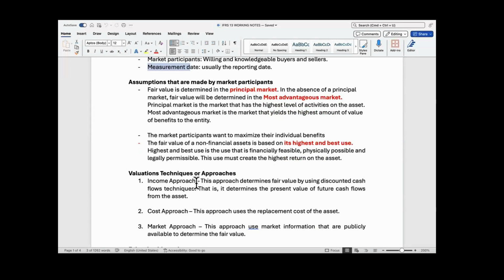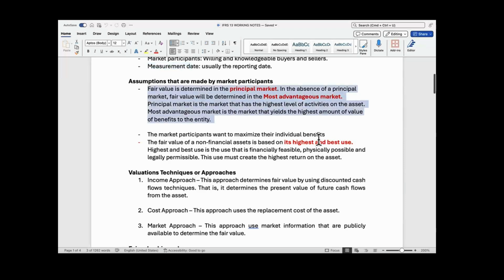And I also explained that for non-financial assets, the fair value is determined based on its highest and best use, which is the use that generates the highest benefits for the asset, and it is the use that is financially feasible, physically possible, and legally permissible. Okay, so these are very important for you.